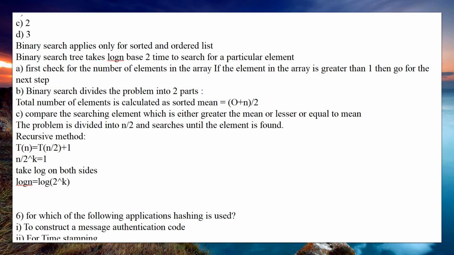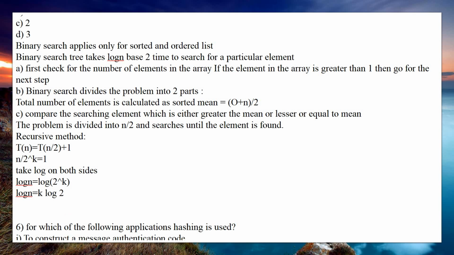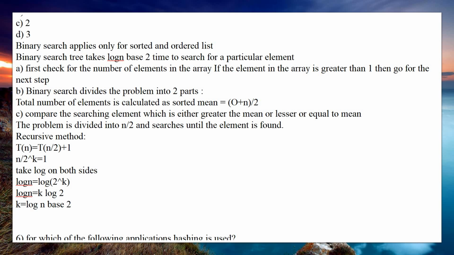Then log n keeping as it is, is equal to log 2 raised to k, which is written as k log 2. So the next step is, what is k? You need to find k, because you need to find the number of comparisons. So k is equal to log n, and here this will be log n to the base 2.